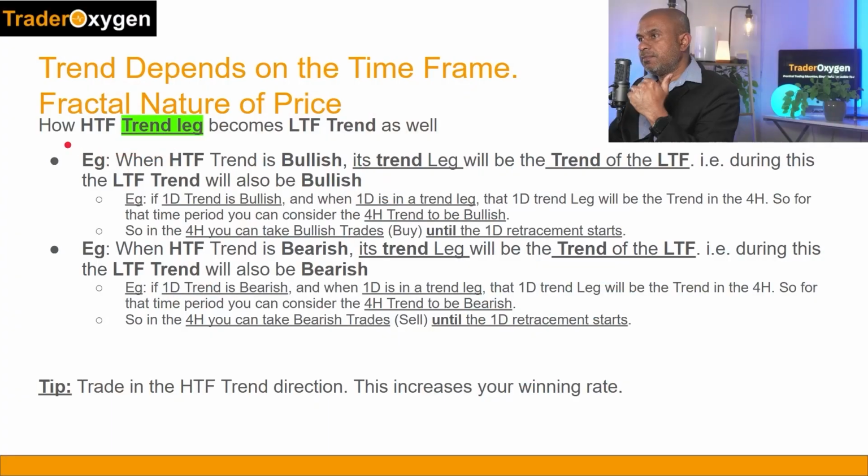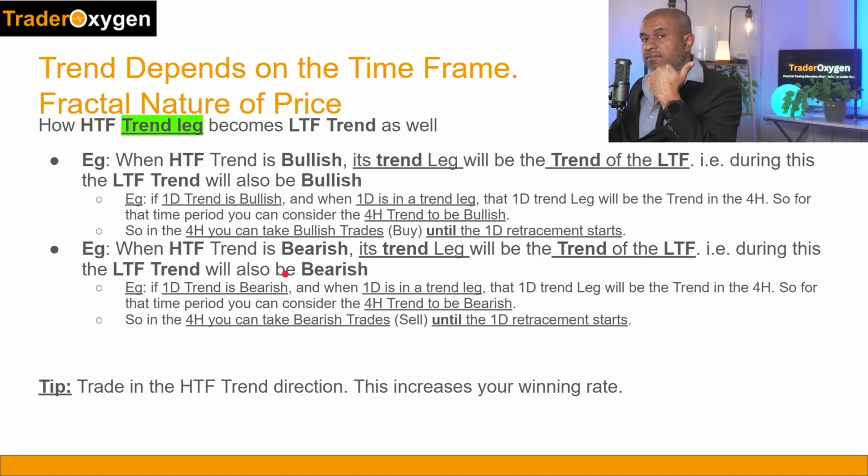So with the previous demonstrations, you saw how the higher time frame trend leg becomes the lower time frame trend as well. For example, when the higher time frame trend is bullish, you saw when the daily was bullish, then the lower time frame 4 hour also was bullish during the higher time frame bullish trend leg. Then it's the same. If the higher time frame is bearish, during the bearish higher time frame trend leg, the lower time frame trend is also bearish. I'm not talking about the pullback, I'm talking about the trend leg.